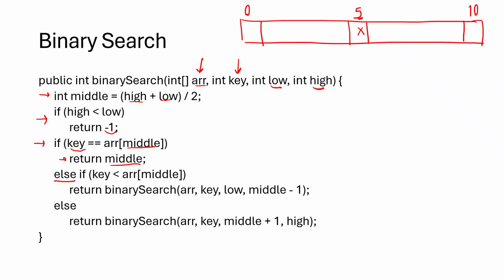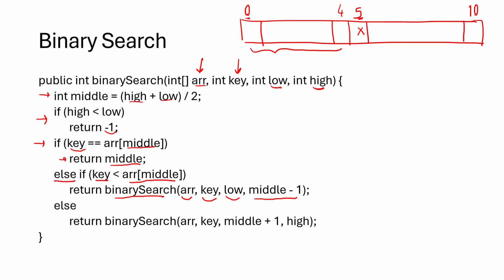Otherwise, we have two possibilities. It's either that key, the target, is less than the value in the middle. So if what we are looking for is less than this x, then we need to perform the search in the first half. And that is done by this recursive call. So we recursively call binary search on the same array with the same target, and the search this time happens in the first half of the array. So it starts from index low and ends at the index before the middle. So 4 in this case, or in general, middle - 1.